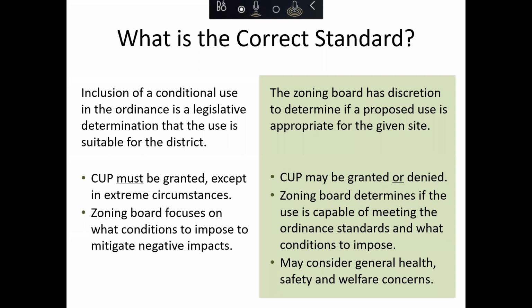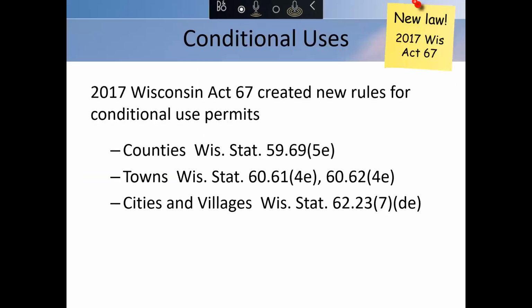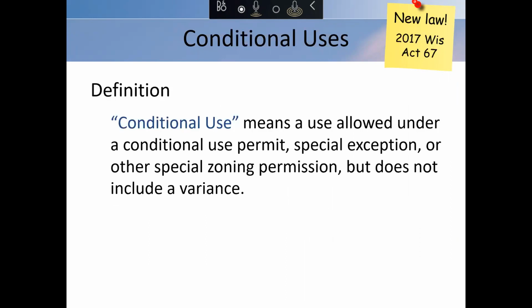So after the decision of the All Energy case, the Wisconsin legislature jumped in, and they came out somewhere between these two sides. So in 2017, Wisconsin Act 67 created new rules for conditional use permits, and we've got the places in Wisconsin statute where these new rules can be found. They included a definition of conditional use for the first time. It means a use allowed under a conditional use permit, a special exception, or other special zoning permission, but does not include a variance.